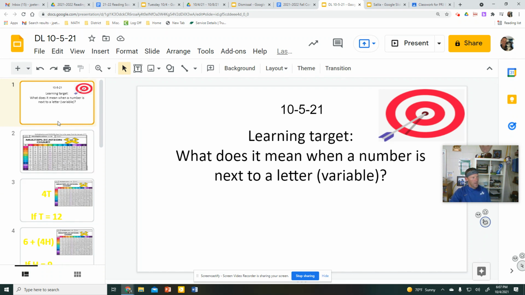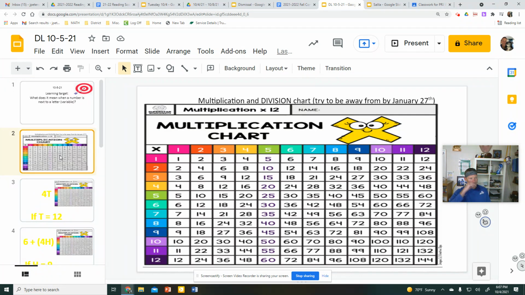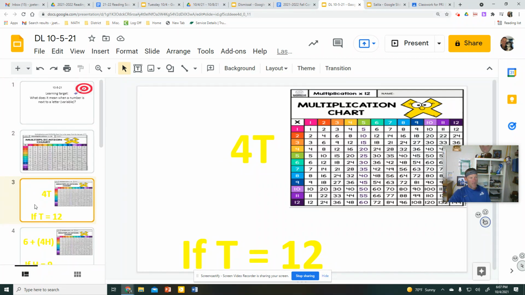So here's what we're doing today in math. We're going to be working on what it means in math when there is a number next to a letter, or a variable. And you'll probably want to have your multiplication chart. You can use this one here, and I've included those on our slides.